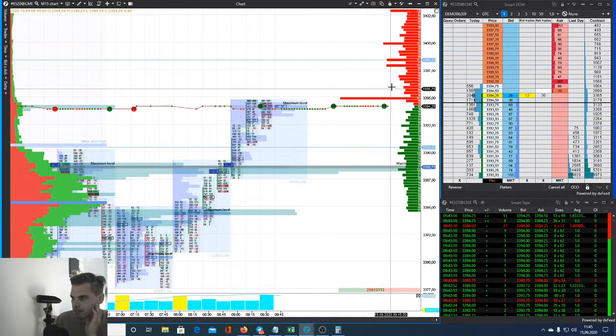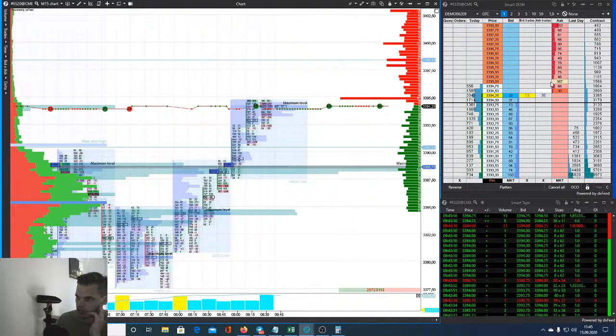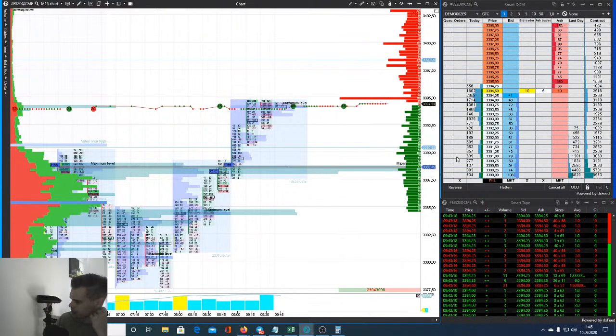All right. So it's still fighting. Look how the market stays close to this huge sell limit. It's still there. Let's see what happens. It's crazy.